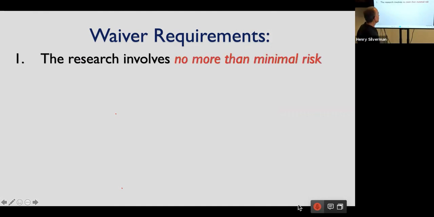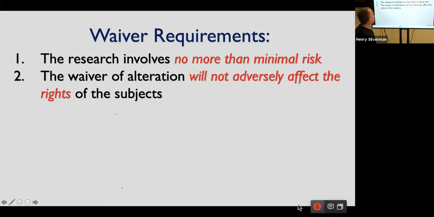Now, getting back to the major thing, the waiver requirements, there are four criteria for a waiver. The research involves no more than minimal risk. The waiver will not adversely affect their rights. And when I wrote these regulations, they didn't unpack or specify what they meant by adversely affect the rights. That has been interpreted that we're not going against a major fundamental right.